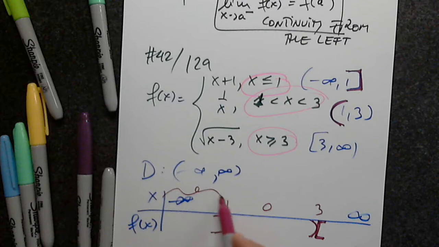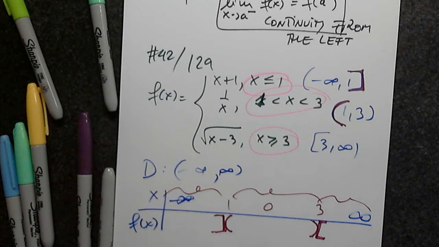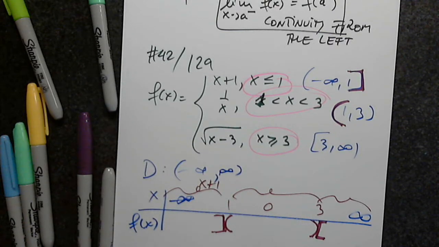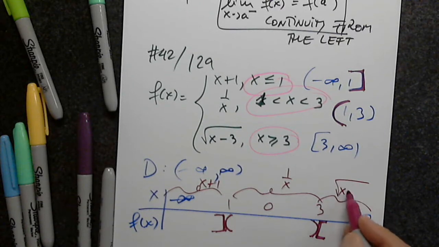Now I know it's an overkill, but I'd like you to dictate what is the branch that goes from negative infinity to 1. Correct. Very good. Awesome. From 1 to 3, 1 over x. And from 3 to infinity, right, that's obvious.